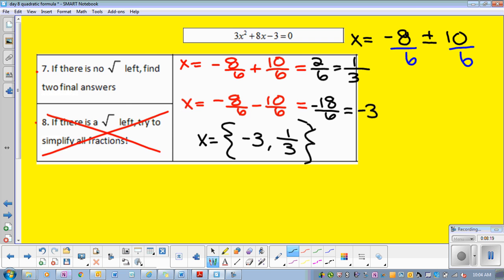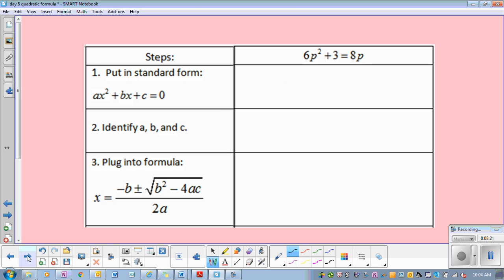All right. Let's look at the second one. So the second one says 6p squared plus 3 equals 8p. Is this equal to 0? Is it in standard form? No. What do I need to do? Minus the 8p. So 6p squared minus 8p plus 3 equals 0. Yes? Questions?